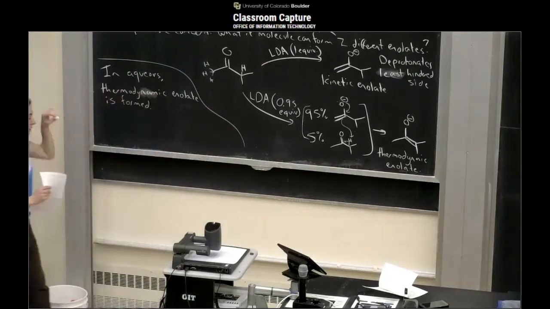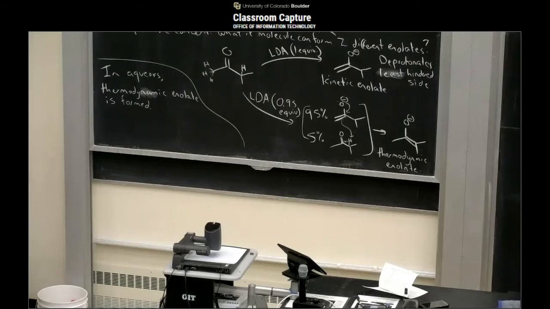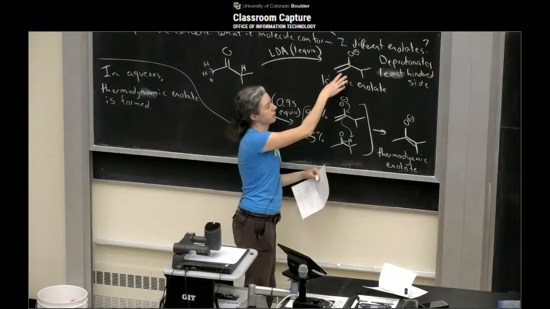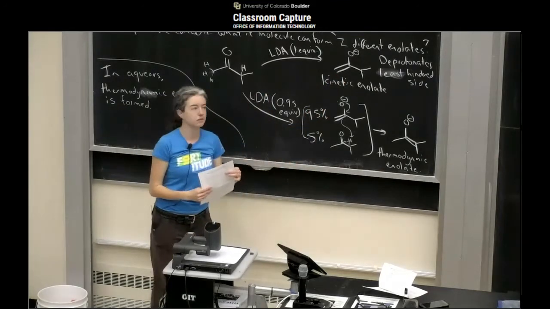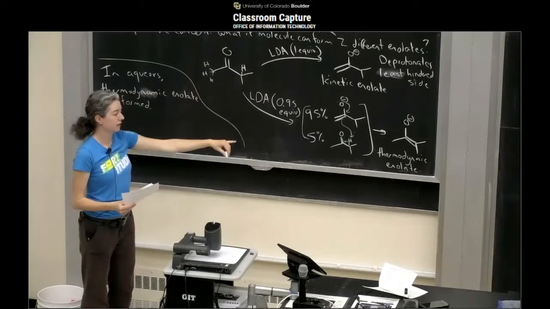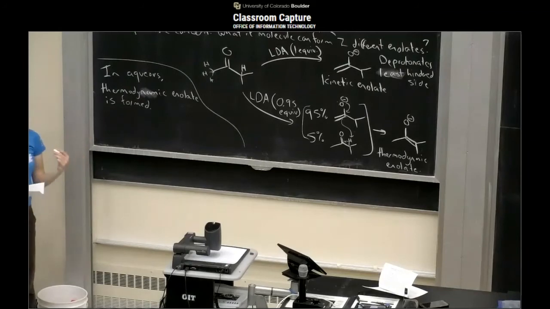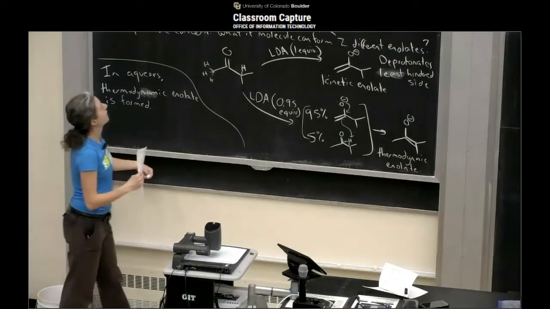So you could see this as like the difference between Zaitsev and anti-Zaitsev style elimination when we're doing E2. The only way to get the anti-Zaitsev product, the kinetic product here, is to use a big bulky base. Everything else is going to favor the Zaitsev style product, or the thermodynamic enolate. Okay, that's all I wanted to say about that.